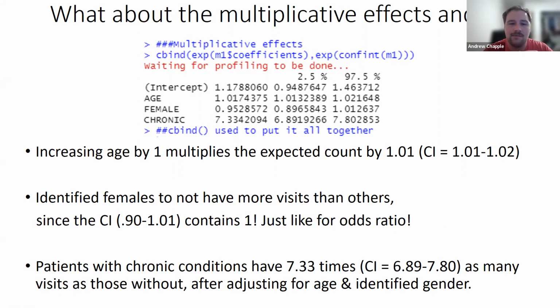I also have information on females. They don't have more visits than others since that confidence interval contains 1, just like in odds ratios. And patients with chronic conditions have 7.33 times, this is my confidence interval, 6.89 to 7.0, as many visits as those without after adjusting for age and identified gender.